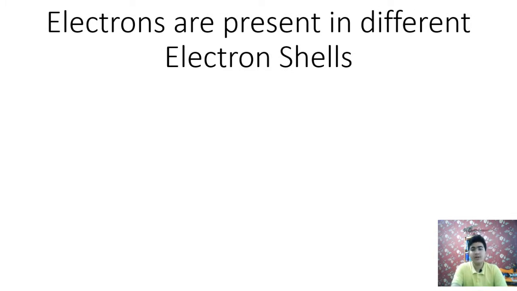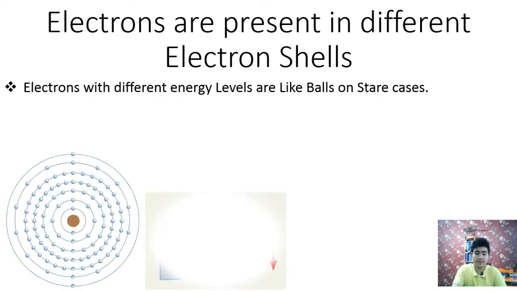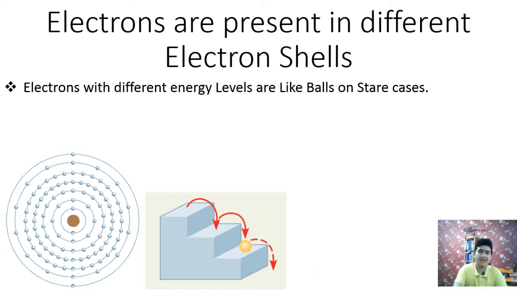So an electron having a certain amount of energy is like a ball on a staircase. It can have different amounts of energy depending on which step it is on. For example, when the ball is on the first step, it has lower energy than the ball that is on the second or third step. So that's how it works.